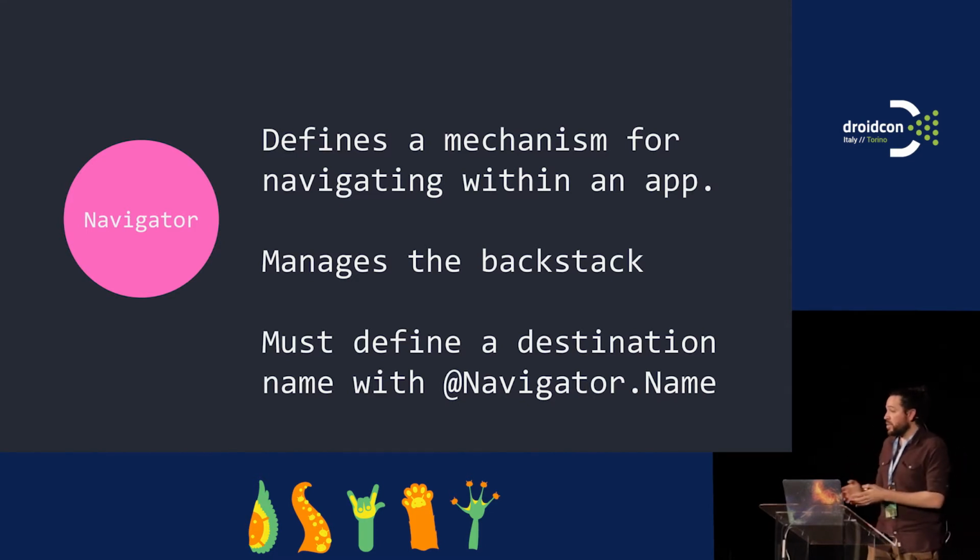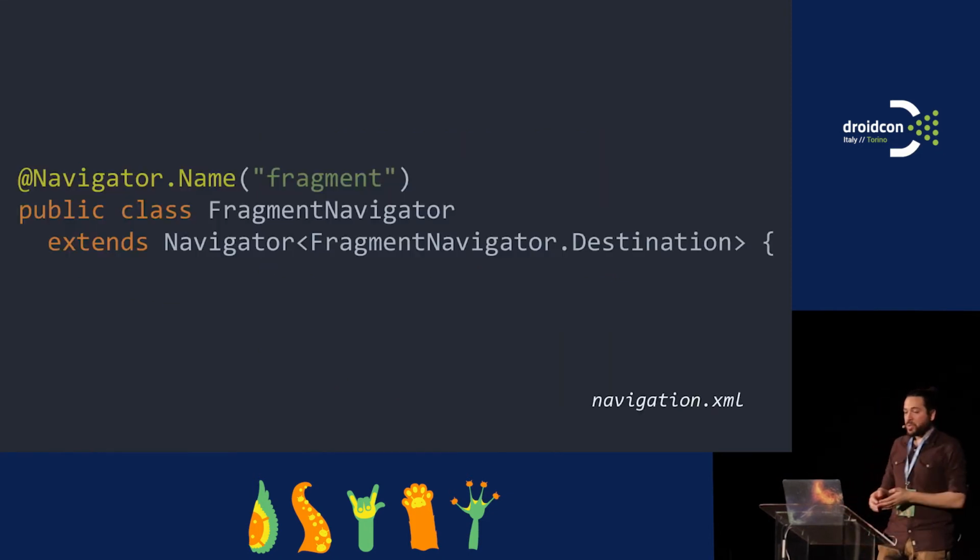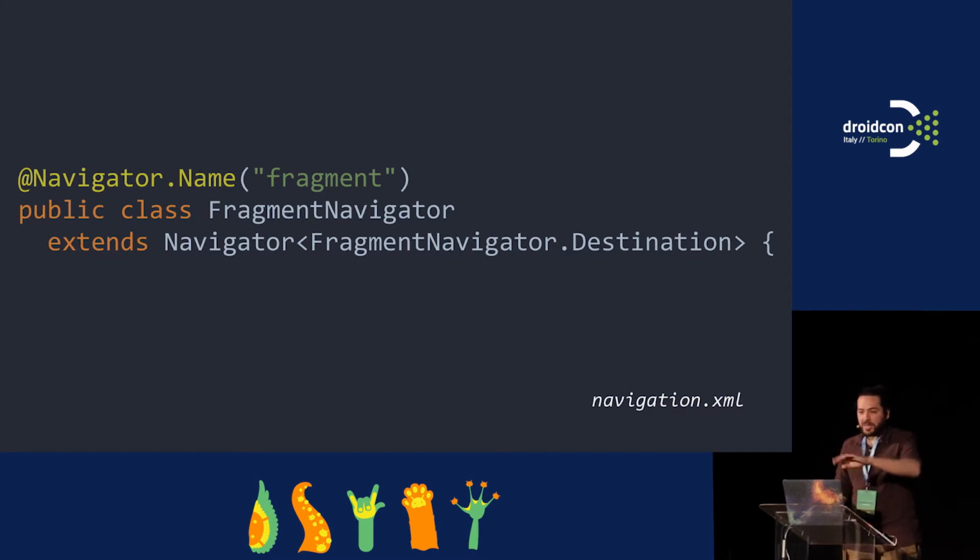And when you are defining your navigator, because you can implement your own navigator if you want, you need to put the Navigator.Name annotation as a header. This way, for example, if we take the current fragment navigator implementation, you have this fragment annotation. Again, I won't go deeper because, as you see, I don't have time. But there are still many things to come.